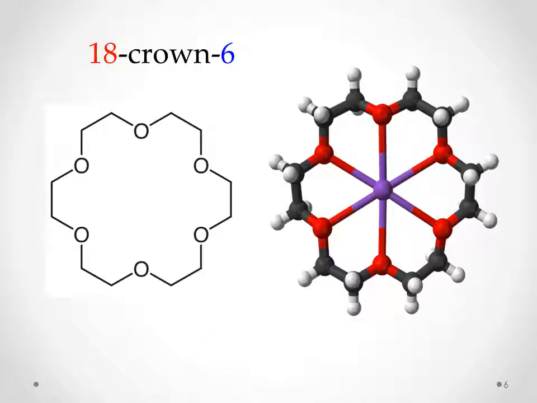Let us examine the structure of 18 crown 6, which is denoted by the first figure. The molecule is shaped like a donut and has a hole in the middle. Facing into the hole are the oxygen atoms. Facing outwards are the 12 CH2 groups. There is thus a lyophilic interior and lyophobic exterior. The hole has a diameter of 2.7 angstrom.